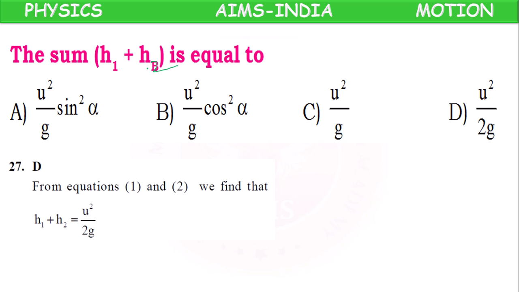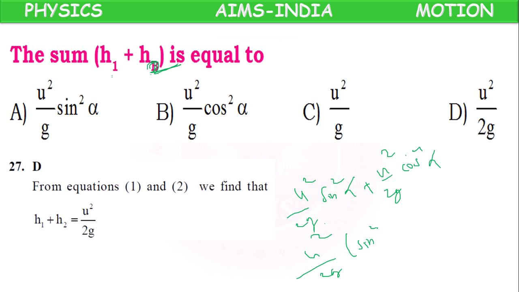Sum of H1 plus H2, how much? H1 is U square by 2g sin square alpha, plus H2 is U square by 2g cos square alpha, where U square by 2g is common. Sin square alpha plus cos square alpha equal to 1. U square by 2g into 1 equal to U square by 2g. So option D is correct.